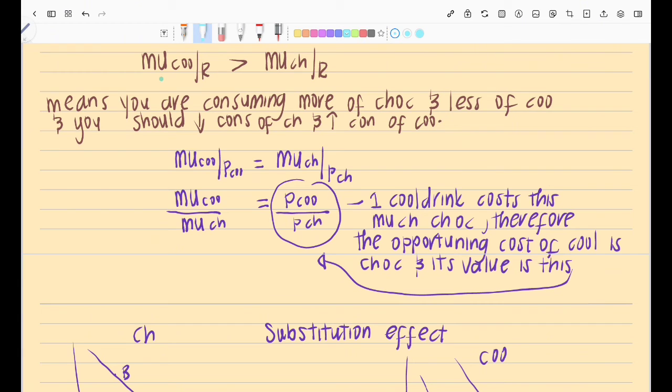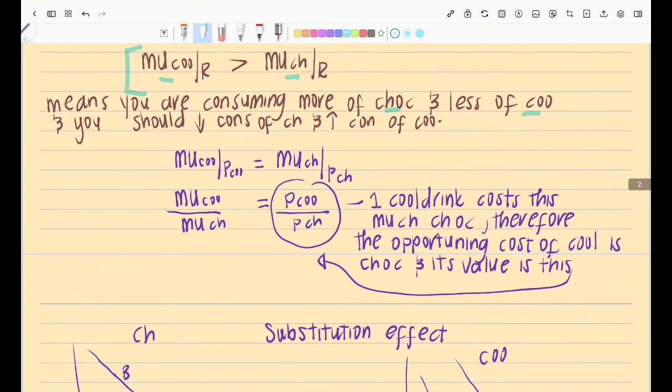So we are saying if the marginal utility of cold drinks is more than the marginal utility of chocolates, you are valuing cold drinks more because you are consuming less of cold drinks and more of chocolates. Yes, I thought I said that wrong. So you are consuming more of chocolates, right?